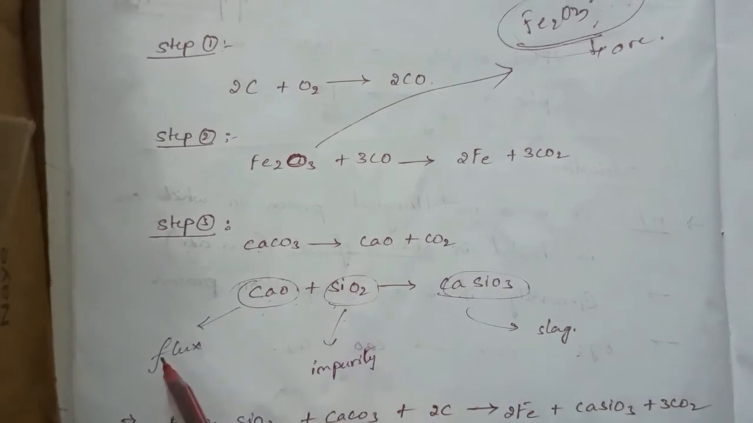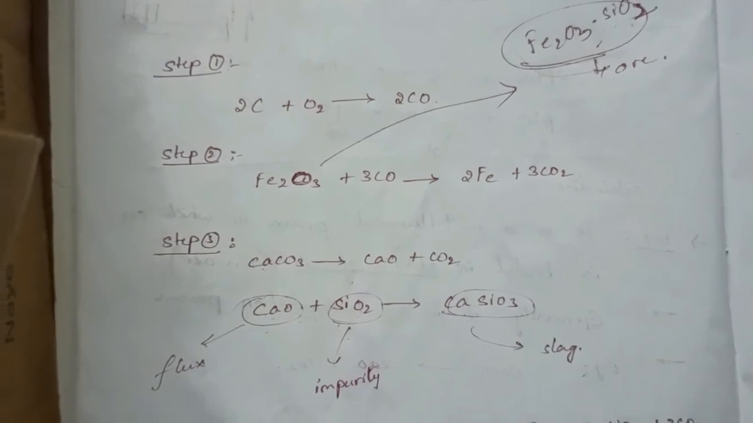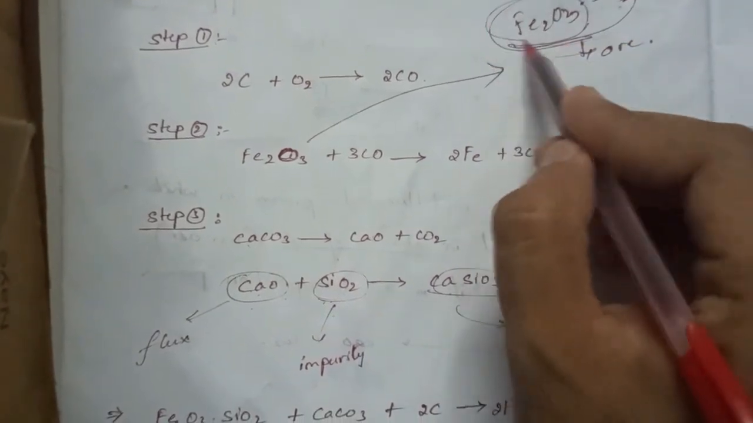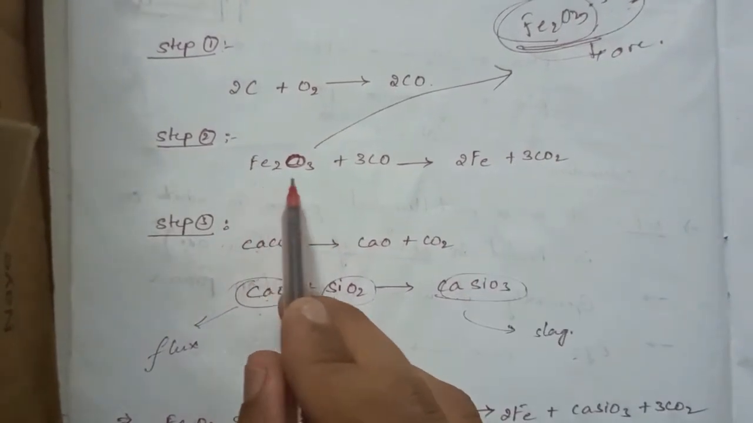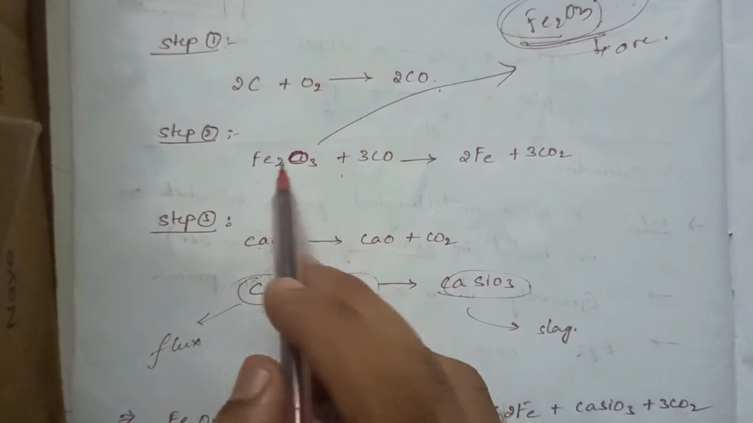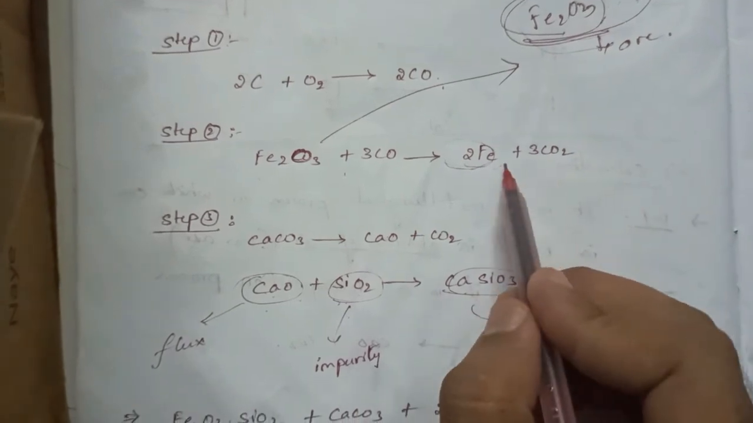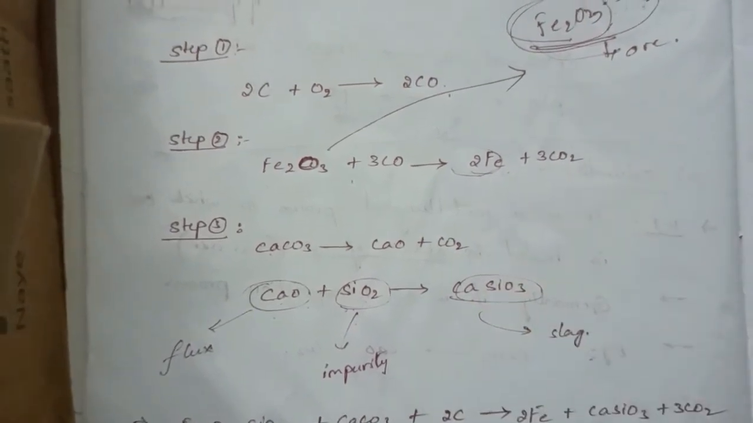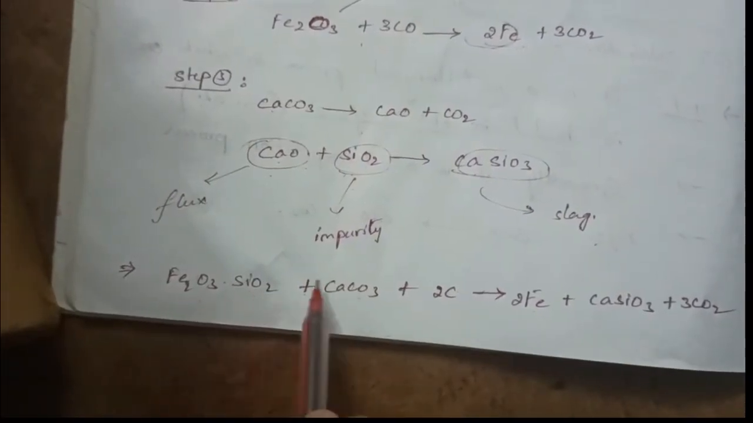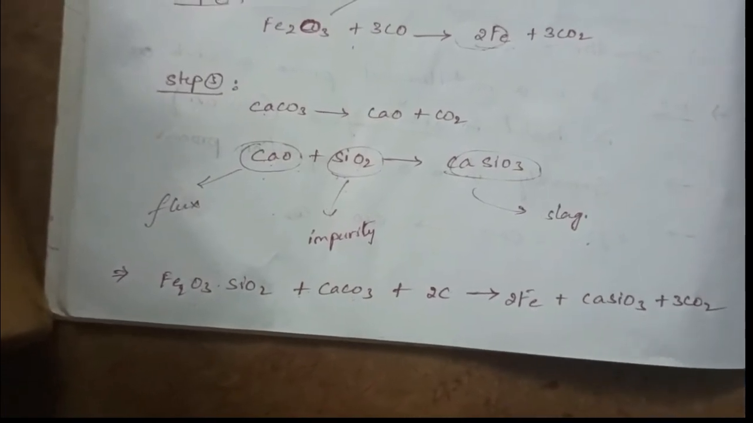If you don't know what flux, slag or impurity is, please go and watch my other video, the link of which I will give in the description. So from that we get Fe2O3. Here in step 2, Fe2O3 reacts with the product of step 1, carbon monoxide, and gives pure iron. It is also called pig iron, and carbon dioxide is released into the outer atmosphere. The final equation is Fe2O3 plus SiO2 plus CaCO3 plus 2C gives 2Fe plus CaSiO3 plus 3CO2.